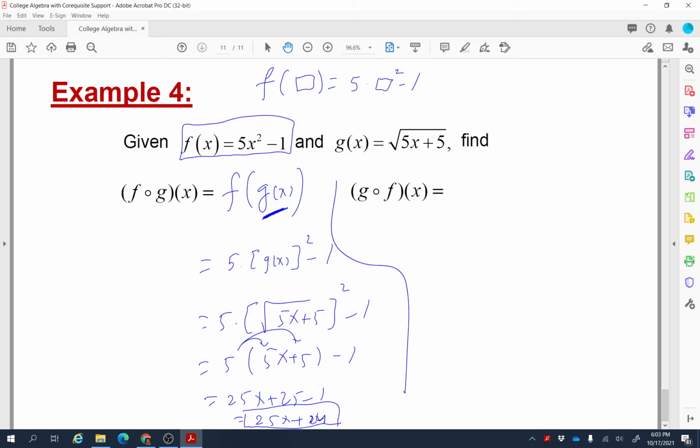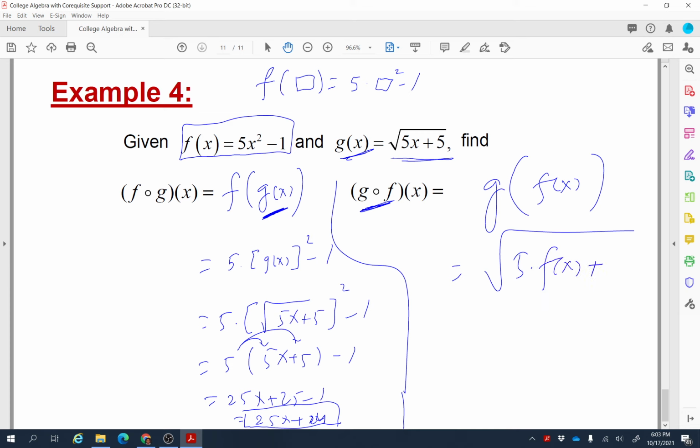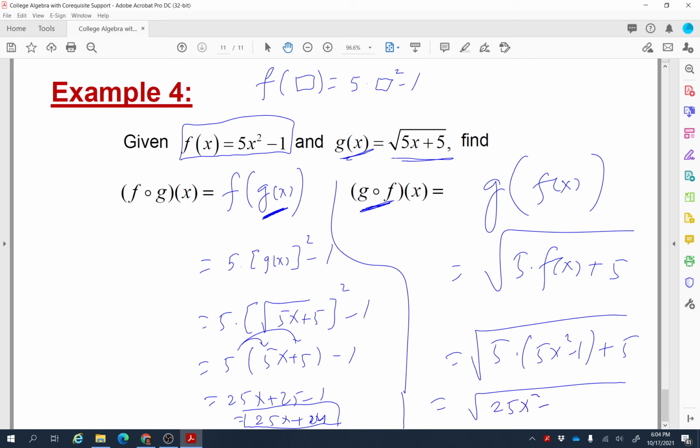If we change the order, if we try to find out the g composite f, we are finding the function g at f of x. By doing the same thing, look at the function g of x, and wherever you see x on the right side, just replace that x by f of x. Eventually, plug the value of f of x, which is 5x squared minus 1, plus 5. And if you try to simplify this, it's the square root of 25x squared minus 5 plus 5. This is cancelled out, and the square root of 25x squared is actually 5x. So f composite g is 25x plus 24.